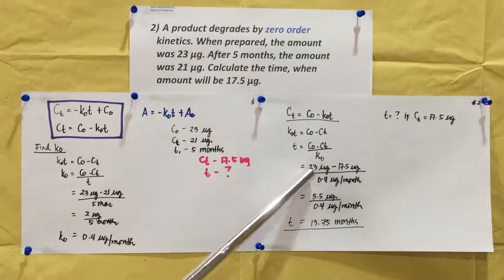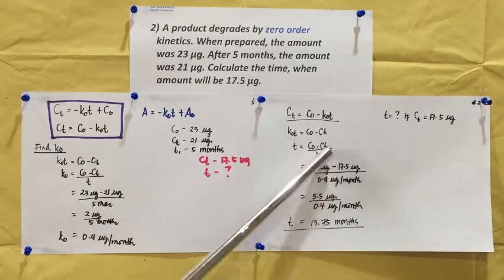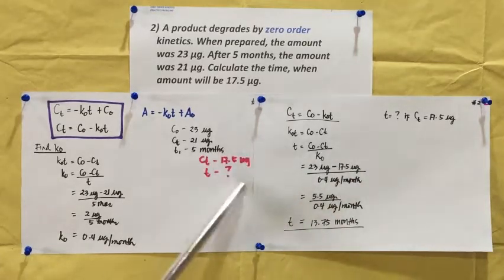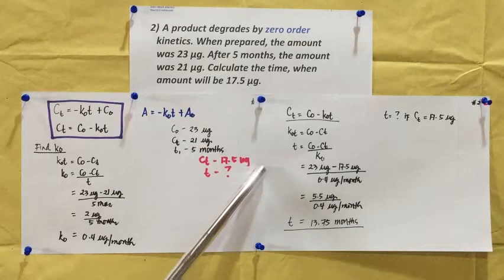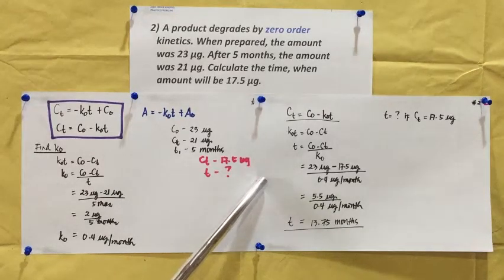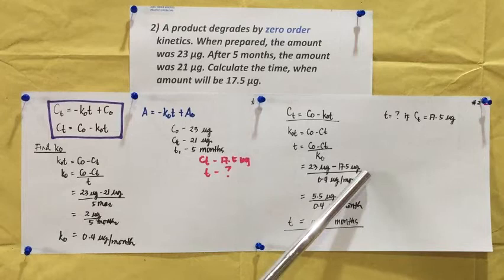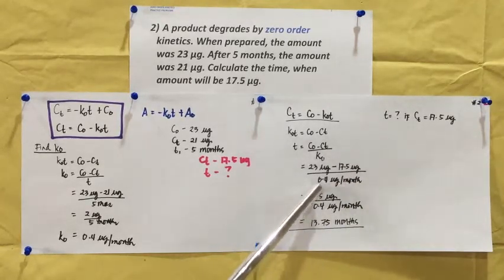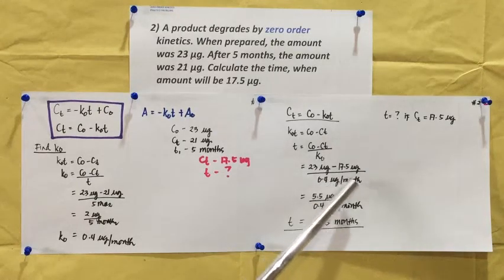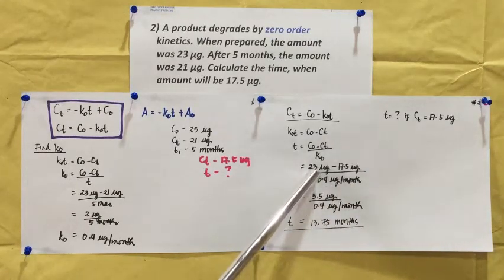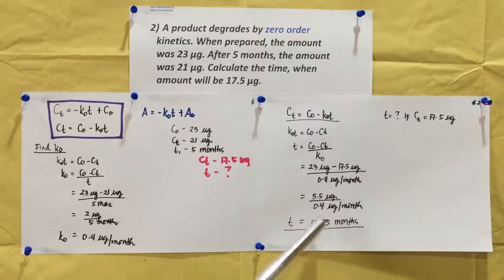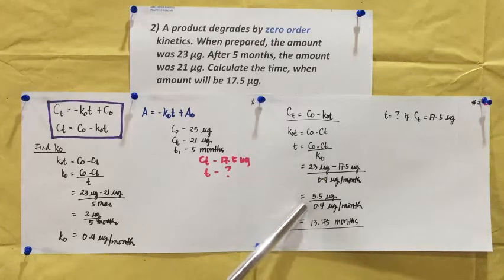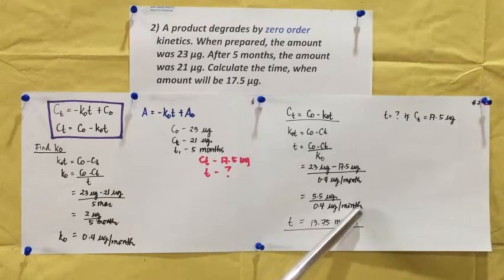CO is 23 micrograms minus the CT, which is 17.5. We will be using 17.5 micrograms because we are trying to know how long it will take for the product to degrade to become 17.5 micrograms. Divided by the KO, which is 0.4 micrograms per month. So 23 minus 17.5 is 5.5 micrograms divided by 0.4 micrograms per month.